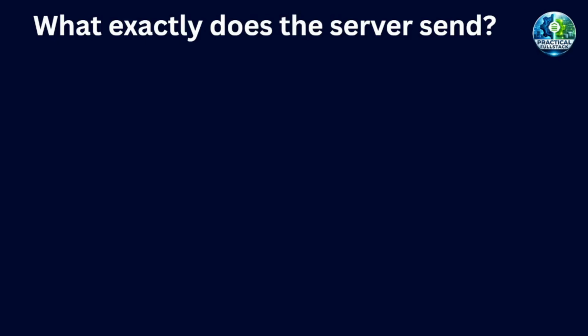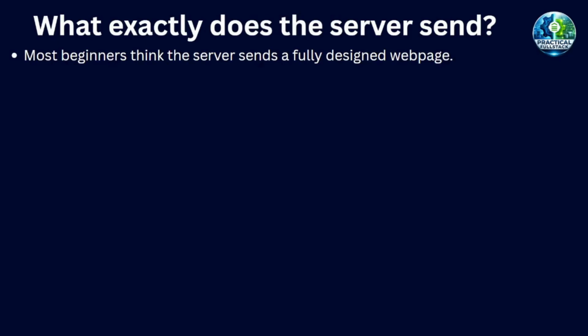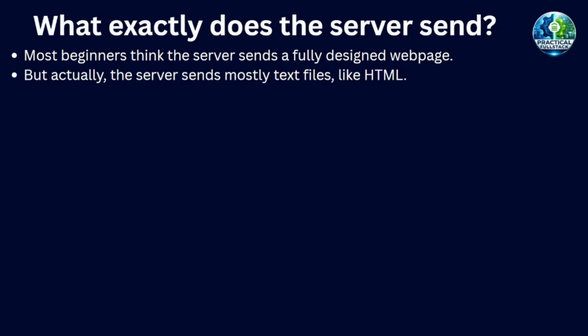Now here's something that surprises many beginners. Most people think that when you open a website, the server sends a fully designed web page, exactly the way you see it on the screen. But that's actually not what happens. In reality, the server mostly sends text-based files. The most important one is HTML. HTML stands for Hypertext Markup Language. It tells the browser what content should appear on the page, things like headings, paragraphs, images, buttons, and links.